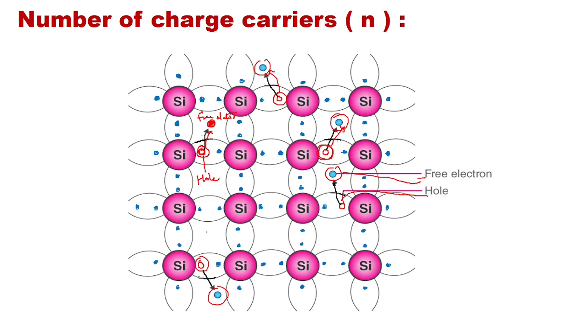So as a conclusion, we can say that when temperature increases, a few valence electrons which were in covalent bonds with their adjacent atoms become free, and the place from where these free electrons have come out will be assumed as a hole. So the number of free electrons and the number of holes will increase. That means as temperature increases, the number of charge carriers, electrons and holes, will increase. So this is the first factor: the number of charge carriers will increase.